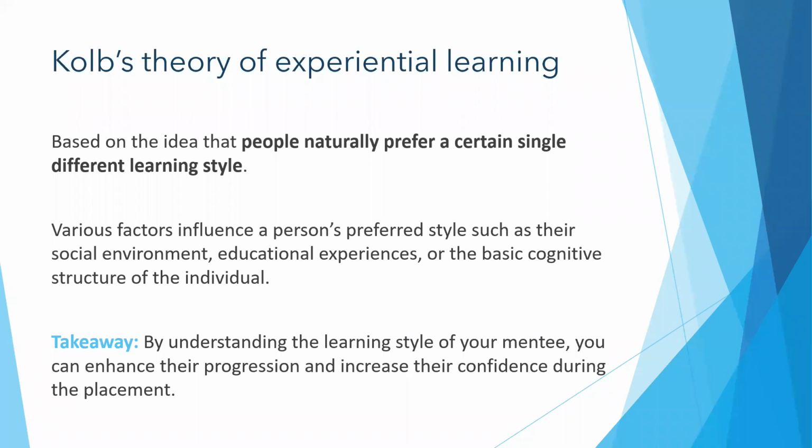We've selected a few tools that could be worth exploring in your own time, and we'll briefly go over some of these. First is Kolb's theory of experiential learning. It is based on the idea that people naturally prefer a single different learning style. Various factors influence a person's preferred style, such as their social environment, educational experiences, or the basic cognitive structure of that individual. By understanding the learning style of your mentee, you can enhance their progression and increase their confidence during the placement.